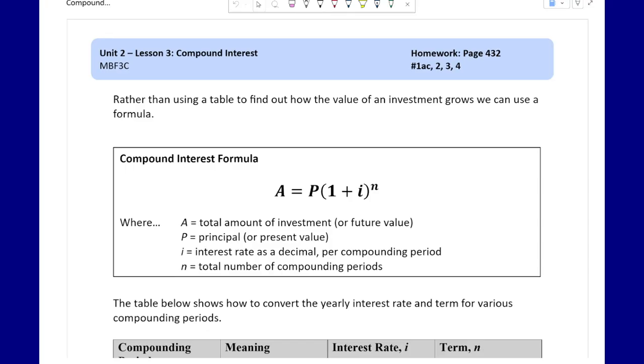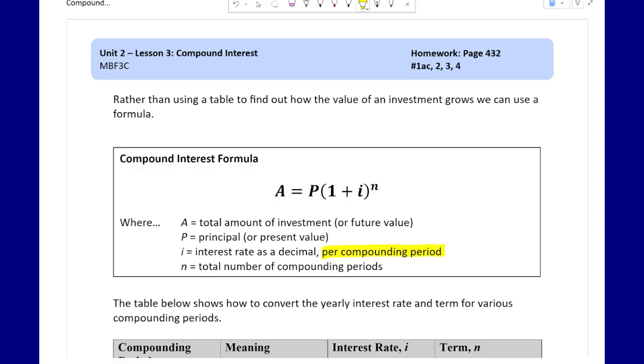So our compound interest formula is the one we see here. A equals P times (1 plus i) all to the power of n. Some of these variables are similar to the ones before. A is the total amount of the investment, or we can consider it now the future value, how much we're going to have in the future. P is the principal, or the present value, or the initial amount. i is the interest rate as a decimal, but what's new now is that it's per compounding period. And n is the total number of compounding periods.